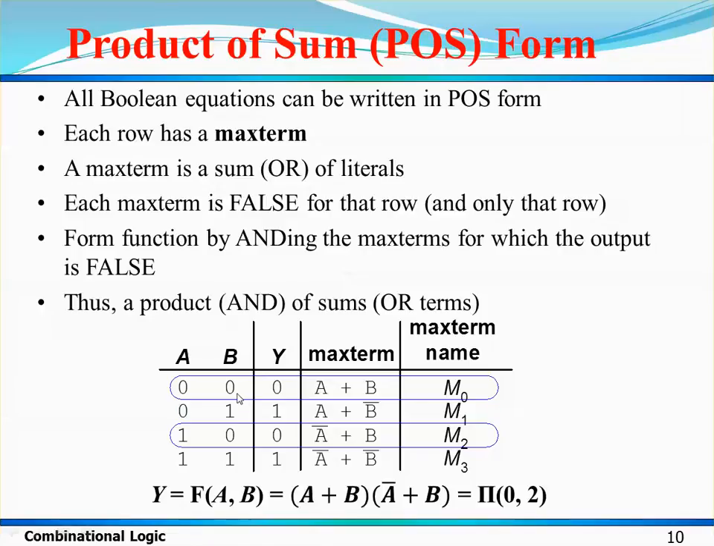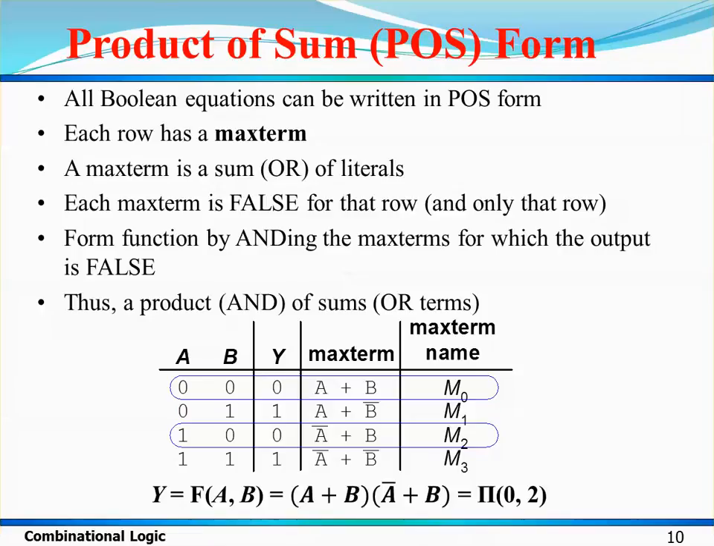So this is 0 and 0, so this is a or b, or a plus b, which is a sum. This one is a plus b bar, this is a bar plus b, this is a bar plus b bar. These are the 4 max terms, and a max term is represented by capital M, similarly with suffixes, and the suffixes are the decimal equivalents of those binary numbers. Out of these 4 max terms, 2 max terms produce the false output. So we have to consider those false outputs for the product of sum implementation.